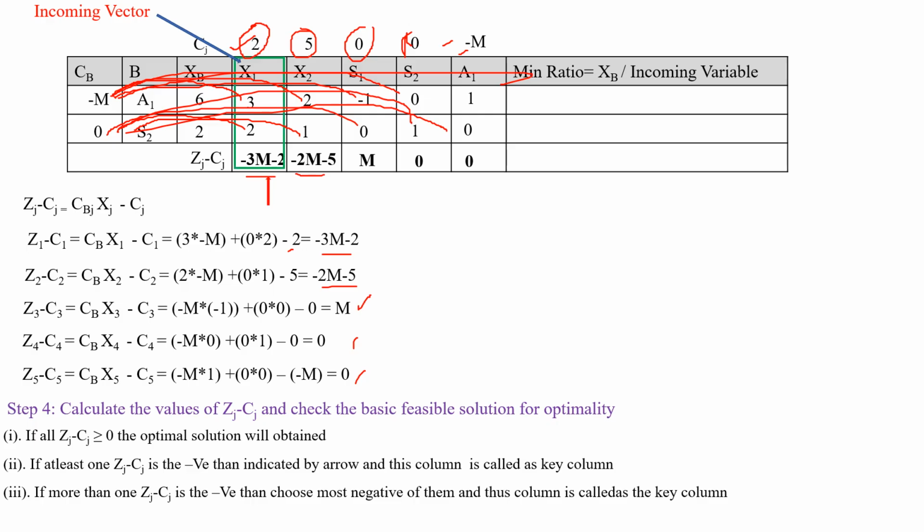So this is for the x1 column. This we are calling the incoming vector. So here the x1 column is the key column and is called the incoming vector. So the x1 variable enters into the basis. So next we have to determine the outgoing variable from the basis.